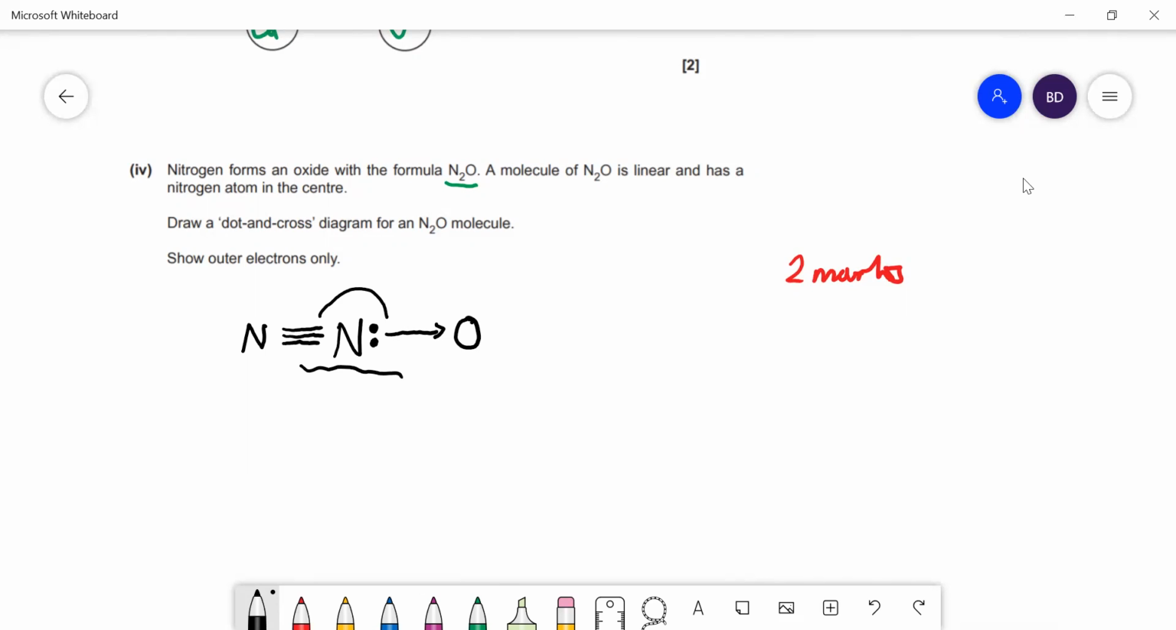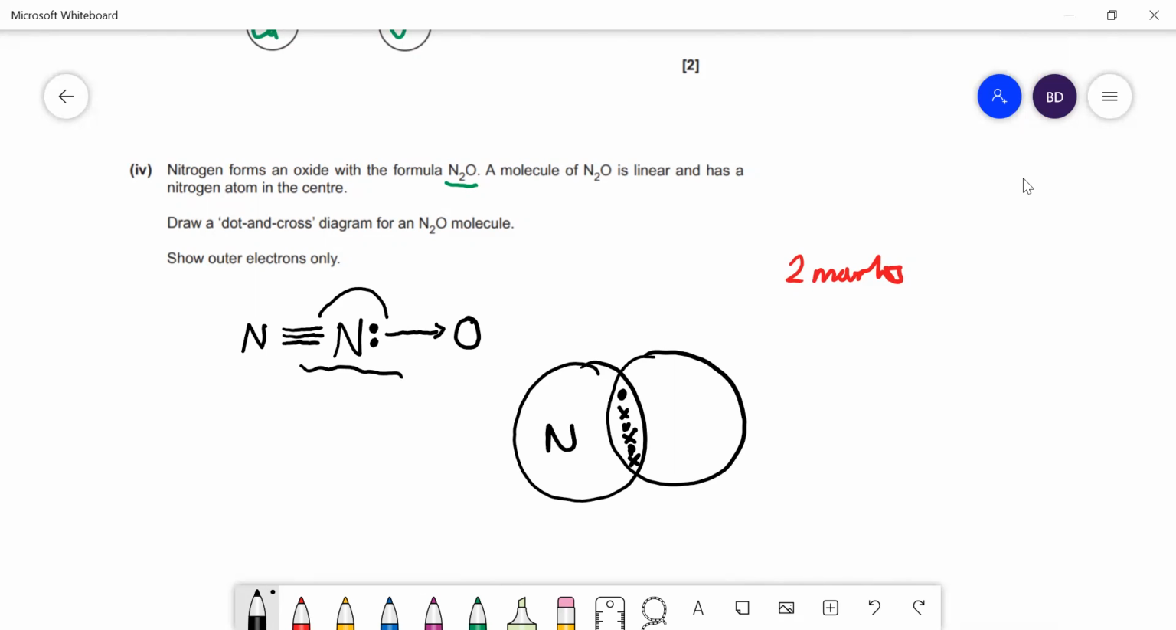Let's just draw that then. So I'm going to have N. Nitrogen is in group 5 of the periodic table. We're forming a triple bond, dot cross, dot cross, dot cross. Okay, that's one nitrogen. That's the other one.